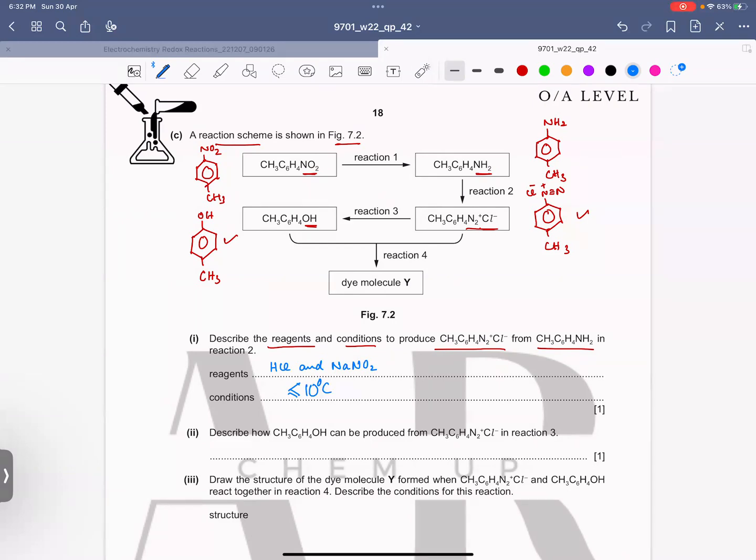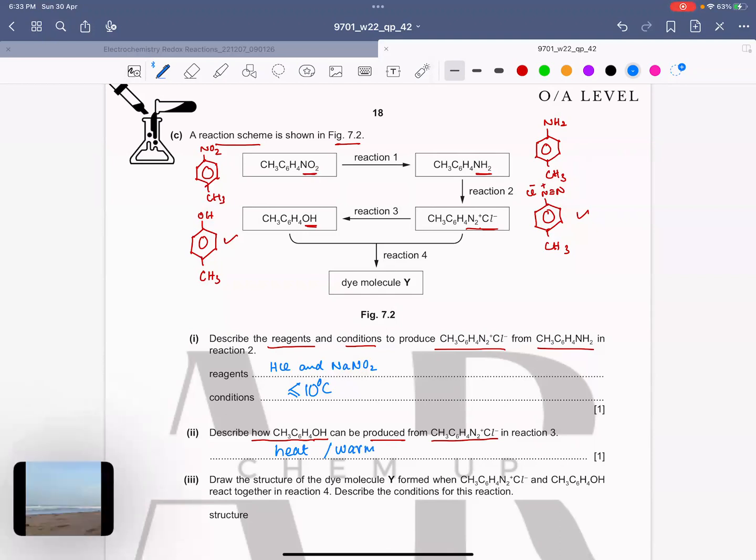Yes. Okay, now describe how this methyl phenol can be produced from this diazonium ion. So there is nothing to do. We just need to heat it or warm it. On warming, the nitrogen gas liberates, forming a phenol molecule.